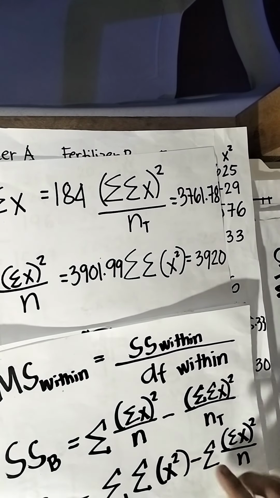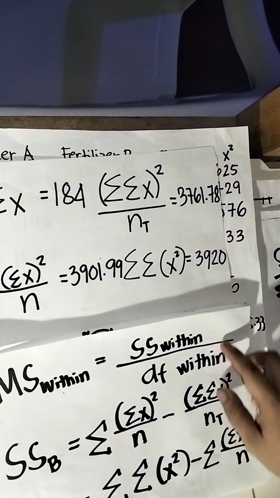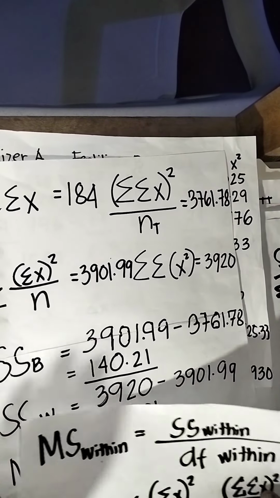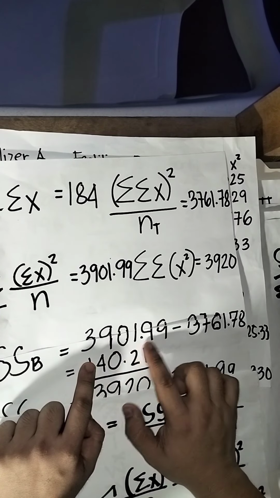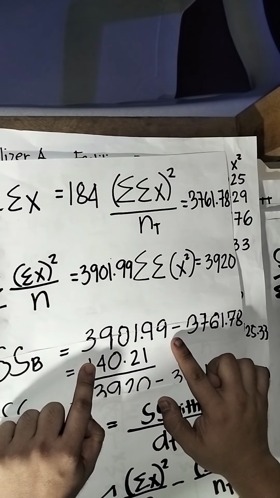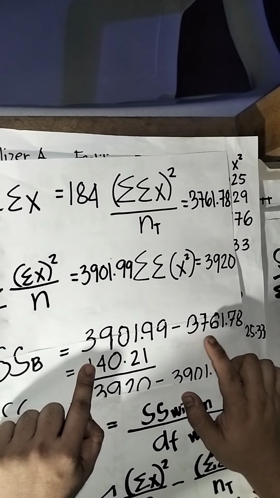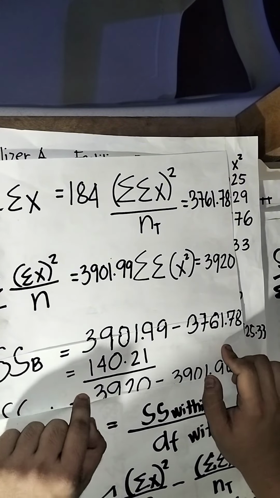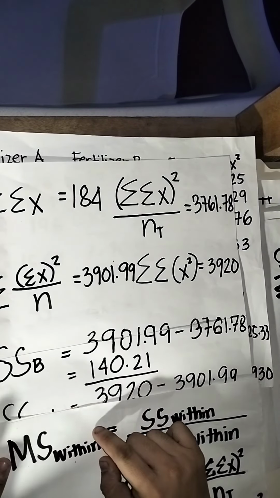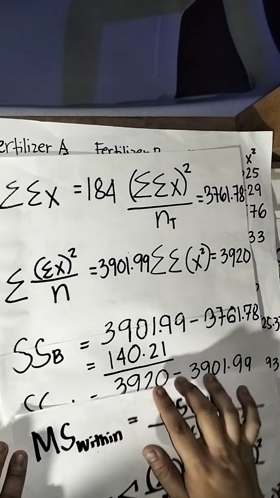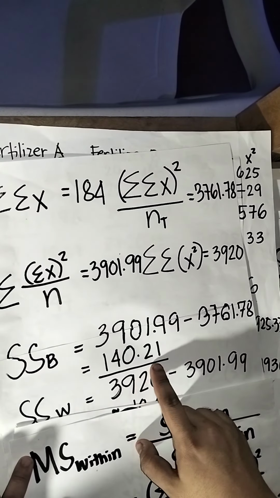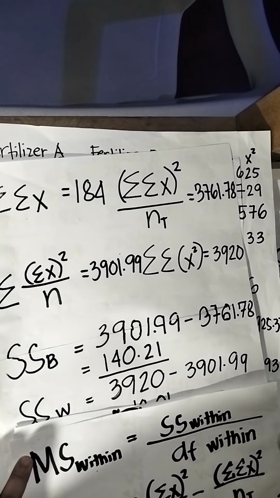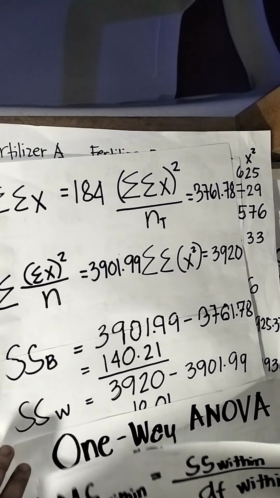So, in our case, we subtract it. So, let us subtract 3,901.99 minus the 3,761.78. And it turns out, the value of our SSB is equal to 140.21. So that is the value for our SSB.